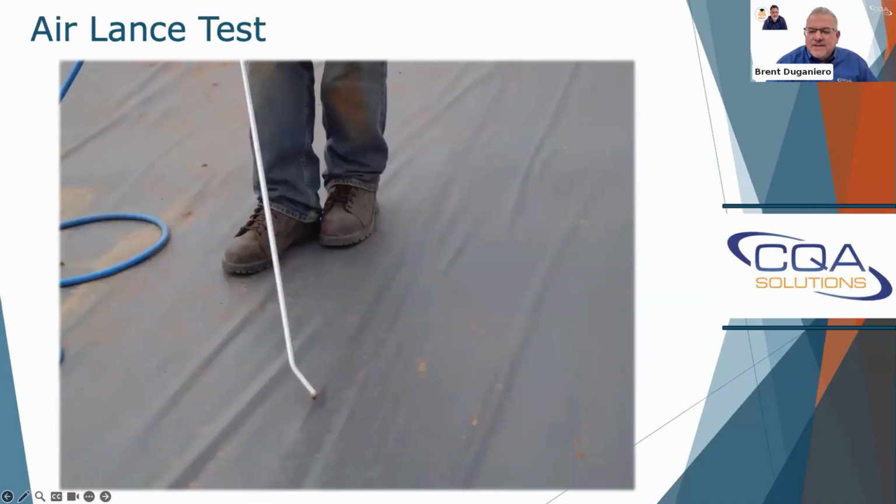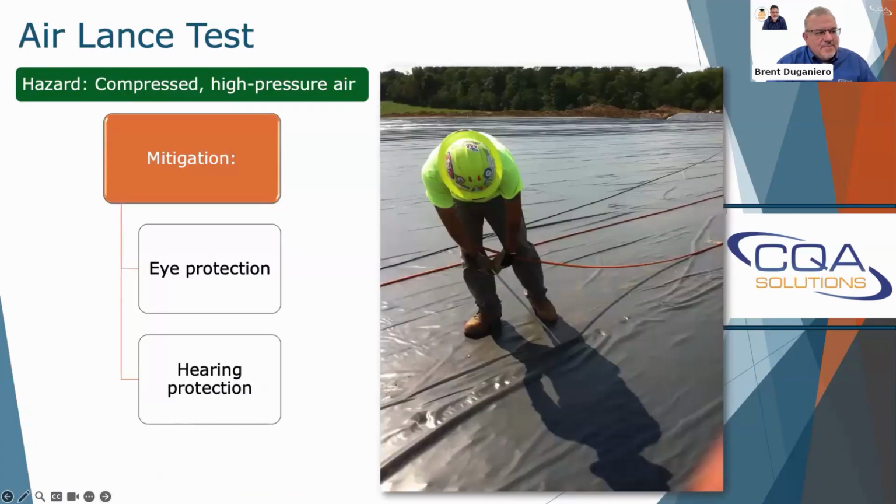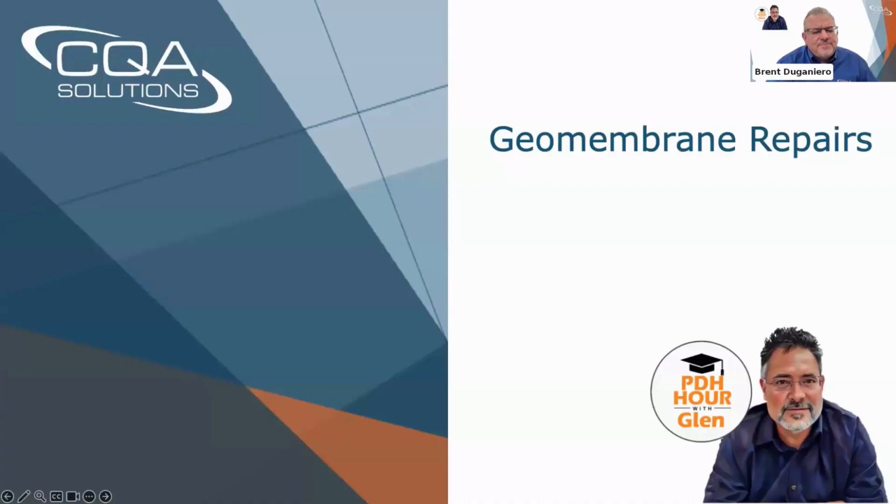The air lance is used on materials other than the HD and LL, something that's more flexible. And so this applies a forced air, usually 50 PSI, directed at the seam. And again, it's compressed air, high pressure. Again, it's usually 50 PSI. So make sure you're wearing eye protection and hearing protection.